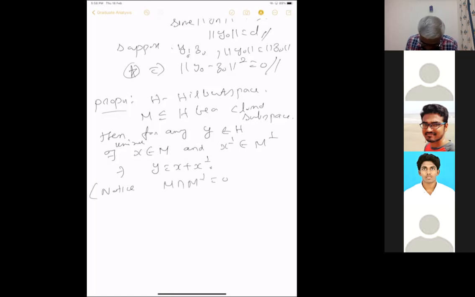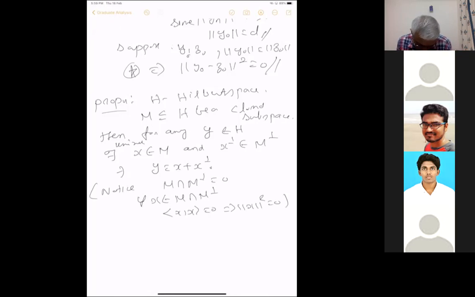So if x is in M intersection M perp, then the inner product of x with x should be equal to 0. So x should be orthogonal to itself. This implies norm x squared equals 0. So x has to be 0. So this just says that we usually, and I'll come to that.